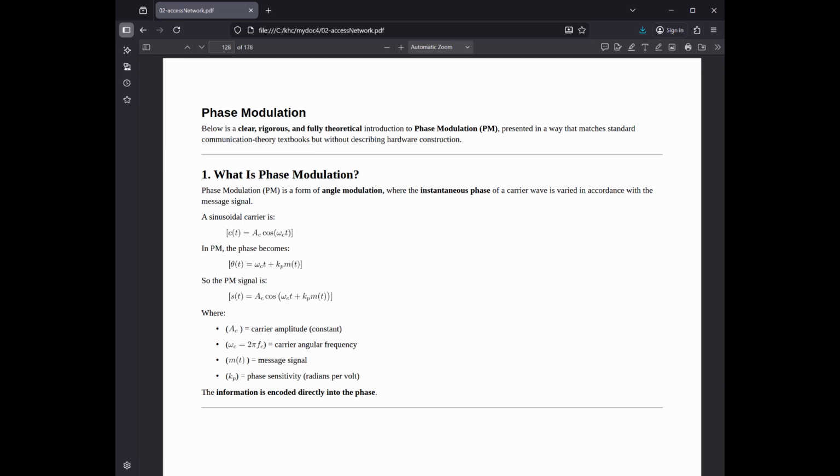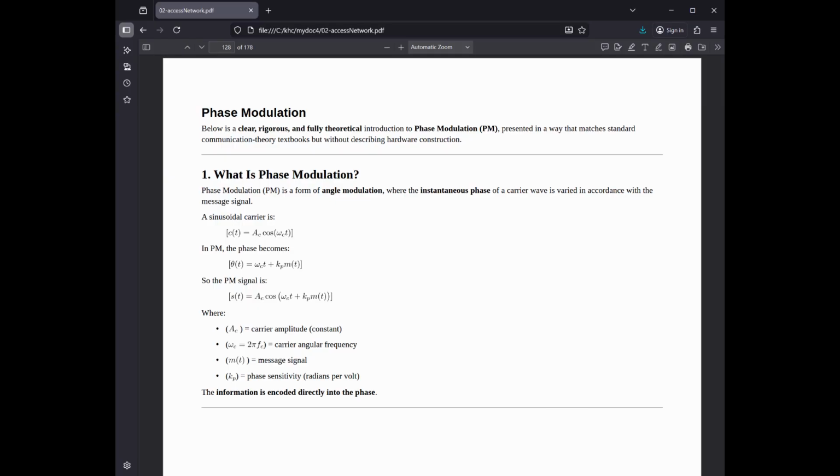How it works: in phase modulation, the carrier's amplitude and frequency remain constant. Instead, the timing or the starting point of each cycle of the wave is shifted. Positive voltage: if the message signal's voltage goes up, the phase of the carrier wave shifts forward, advances. Negative voltage: if the message signal's voltage goes down, the phase of the carrier wave shifts backward, delays.